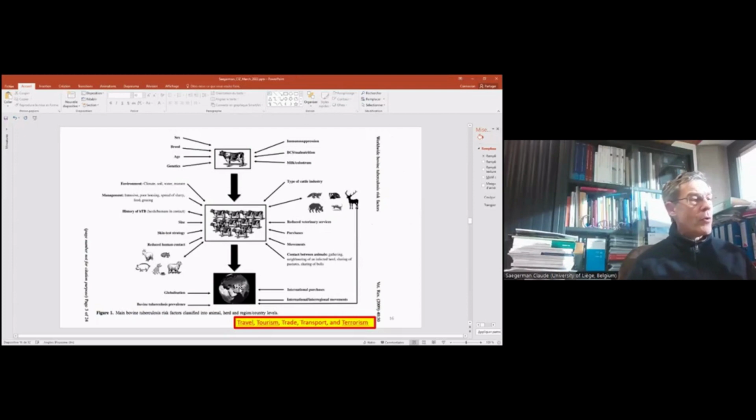A third level is very important. And the third level is related to more regional or national aspect. It is globalization, and globalization is characterized by the rule of 5T: travel, tourism, trade, transport, and sometimes terrorism, but it's less frequent, of course, hopefully. And you find also bovine tuberculosis prevalence in the region or in the country, but also the international purchase and the international interregional movement. I think it's very important to target the fact that we need the three levels: animal level, herd level, and national or regional level. It's very important.